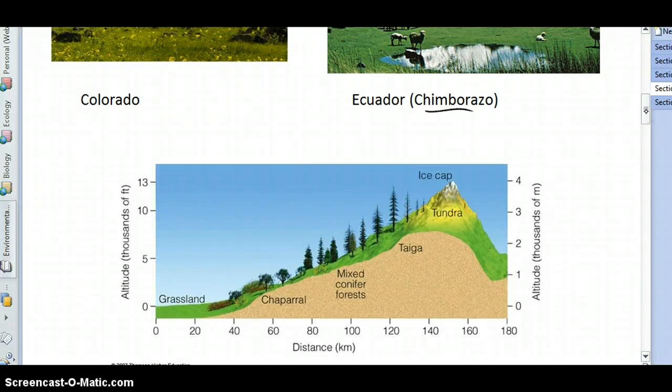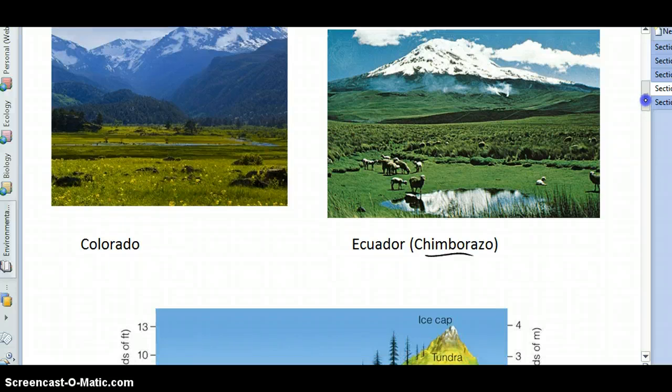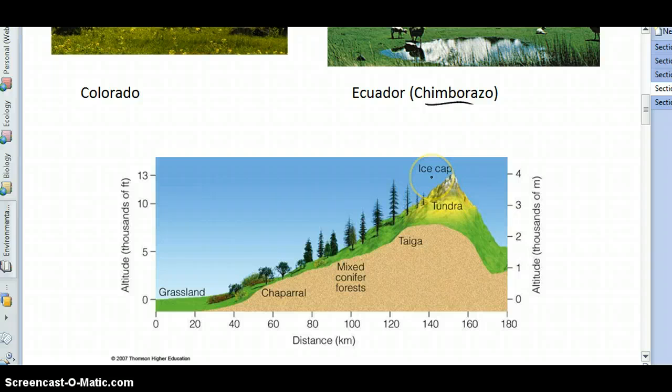So mountain ranges and high elevation can mimic the kind of change in climate that we see as we go to more northern latitudes. So you see at the highest elevations in South America at the equator the same kind of habitats and climates that you would see as you move further north into North America and Canada.